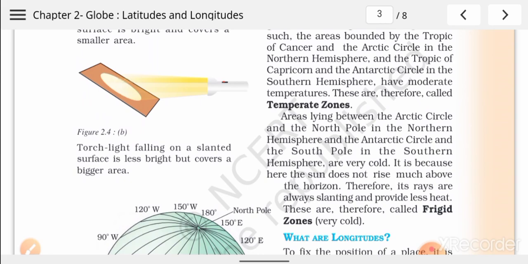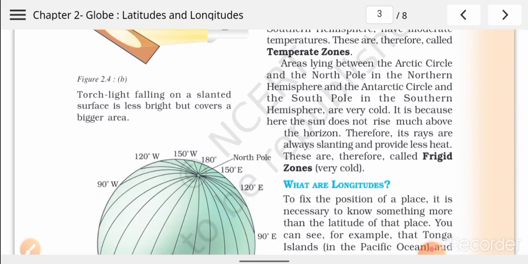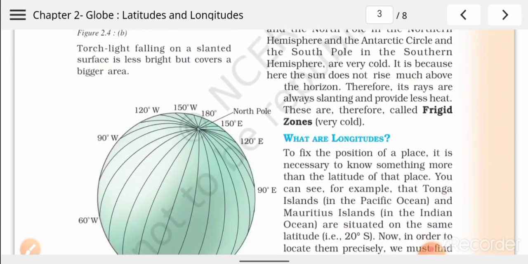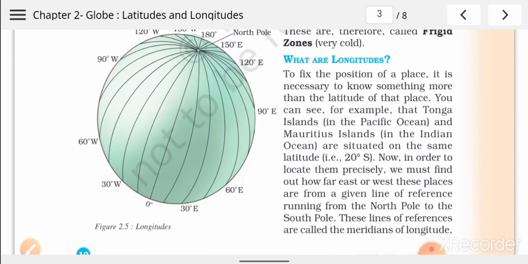Areas lying between the Arctic Circle and the North Pole in the northern hemisphere, and the Antarctic Circle and the South Pole in the southern hemisphere, are very cold. It is because here the sun doesn't rise much above the horizon. Therefore, its rays are always slanting and provide less heat. They are therefore called the freeze zone, very cold. So you have studied here about the latitudes.